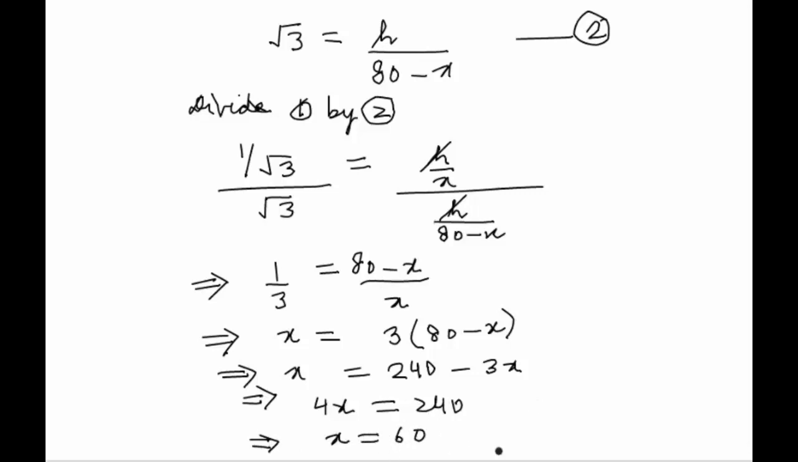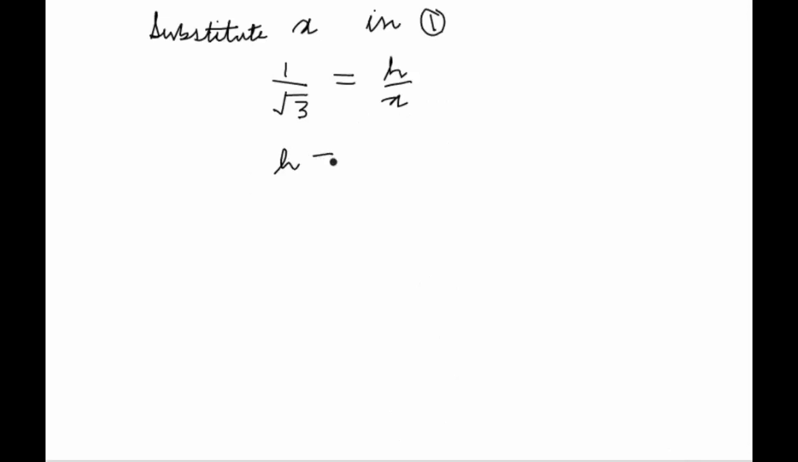On substituting this value of x in any of the equations, let's say we substitute in equation 1, we get that 1 by root 3 is equal to h by x. Since we have already found out that x is equal to 60, we say that h will be equal to x by root 3, which is 60 by root 3, which is equal to 20 root 3 meters.